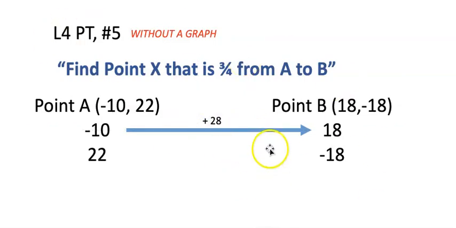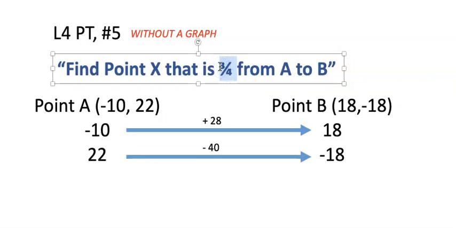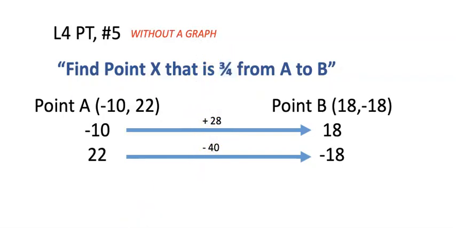Again, I'm doing this from PowerPoint, so just hang in there. I wish I could do it by hand, but that's not an option today, so I'm just going to get it done. And then going from the y coordinate to the y coordinate, you lose 40. So these are your numbers that go all the way from point A to B. Well, we don't want all of the way. We want 3/4 of the way. So you need to take these whole distances times 3/4 and then do this math.